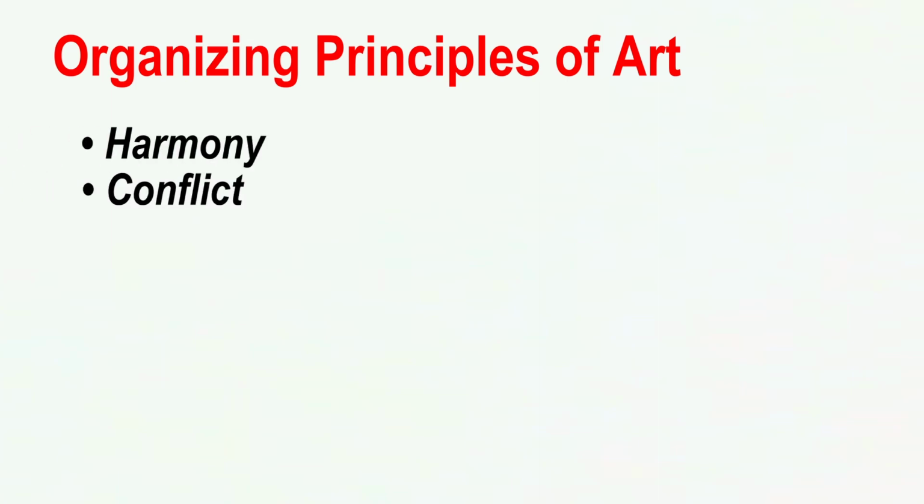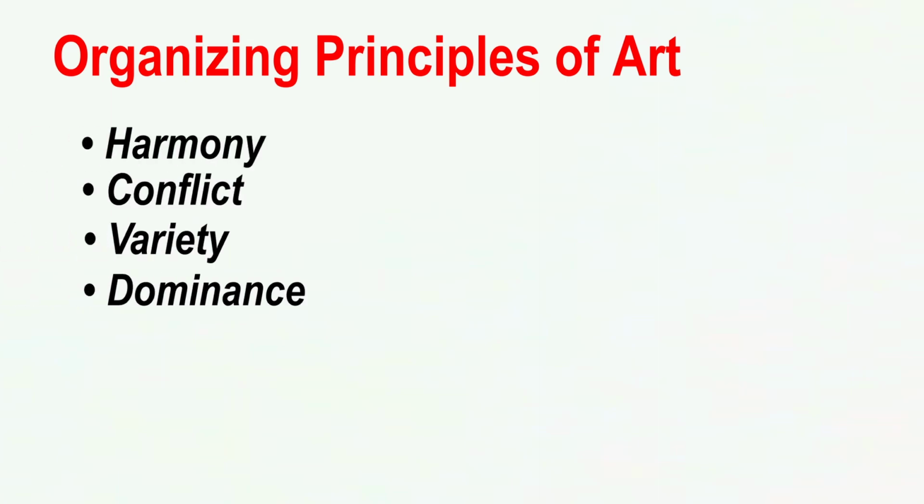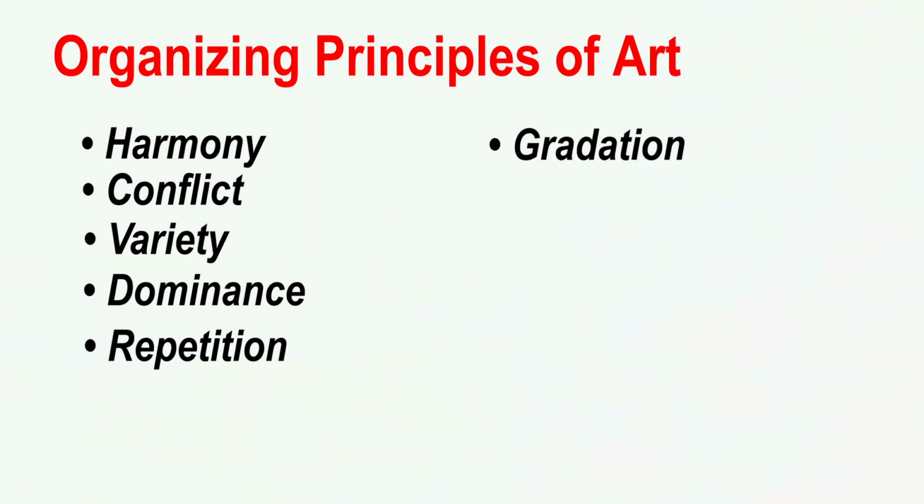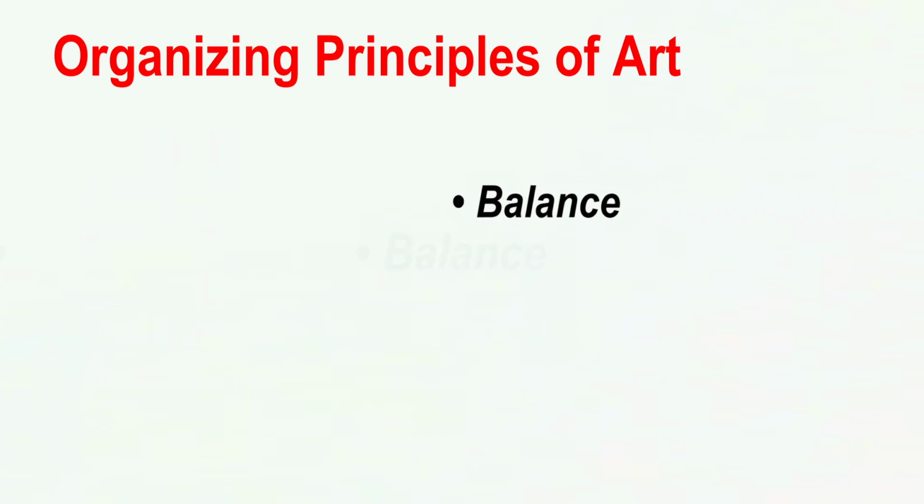Artists all have different lists of the organizing principles of art because of semantics, but the list I use is harmony, conflict, variety, dominance, repetition, gradation, and balance. And today we're talking about balance. In two-dimensional art, we talk about balance as virtual, not actual.